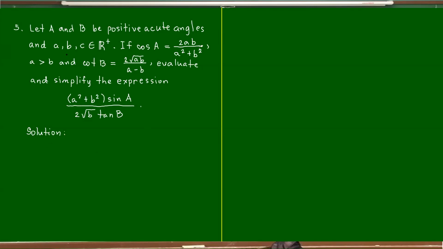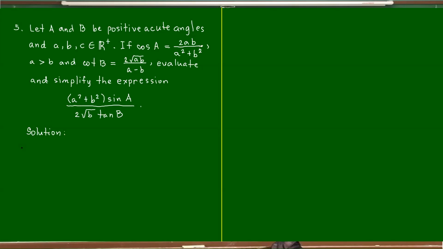So again, A, B, C are all real numbers. Angle A and B are both positive acute angles. So it means we are dealing with right triangles, but it doesn't mean that A and B are in the same triangle. Okay? So what is guaranteed? They are both positive acute angles. So let's work on angle A first.